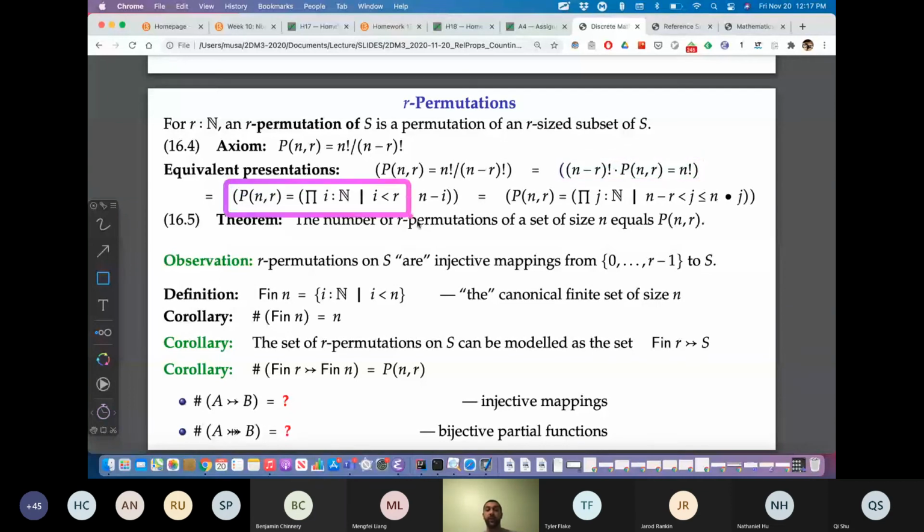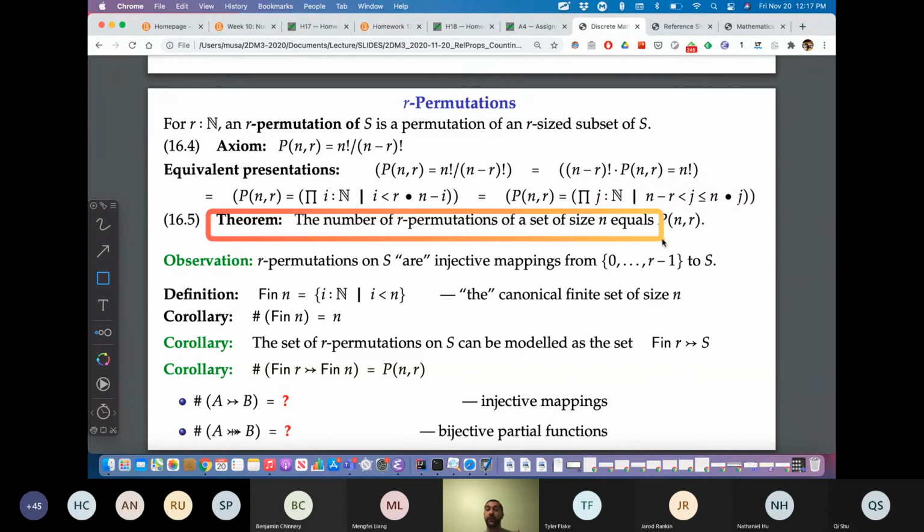Now that we have quantifiers, we can express it as a product of subtractions, or as a product like this, where the subtraction moves to the range instead of the body, okay? And now we can rephrase our claim as this theorem, right? The number of r-permutations of a set of size n equals P(n, r), okay?